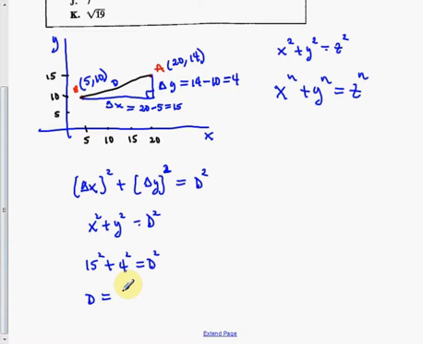If I'm looking for the distance, what's the distance equal to if I know that 15 squared plus 4 squared is equal to d squared? D is equal to what? Square root, right? Are you with me? D by itself is the square root of 15 squared plus 4 squared, which is 241. So this is the square root of 241.